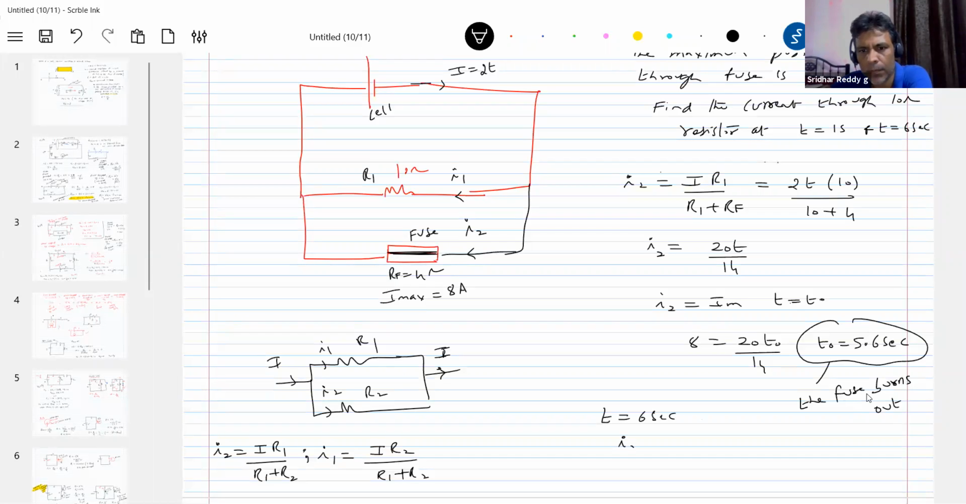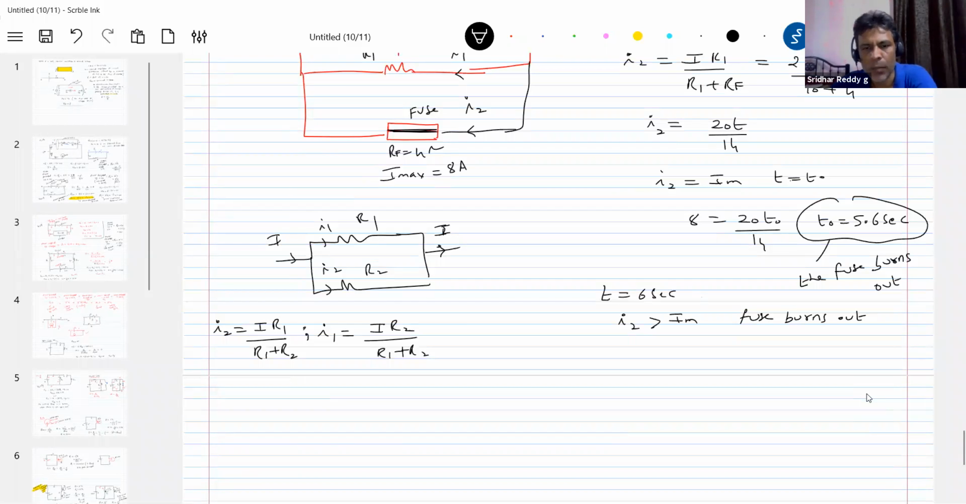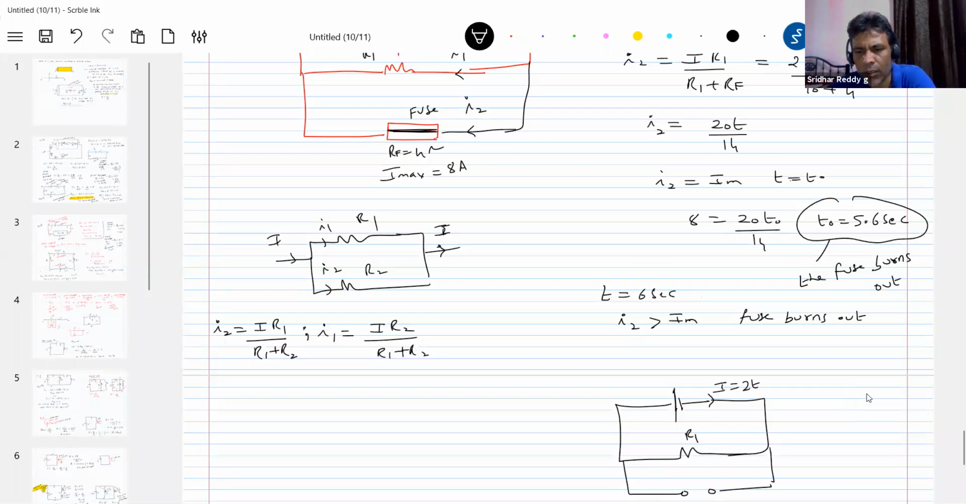I2 will be greater than Im, and the fuse burns out. If the fuse burns out, in place of the fuse you should replace it with an open circuit. So only this resistance R1 is there, and there's a current. Calculate that at t equal to 6 seconds. All the current will pass through this one only. So I is equal to 2 into 6, which is 12 ampere.